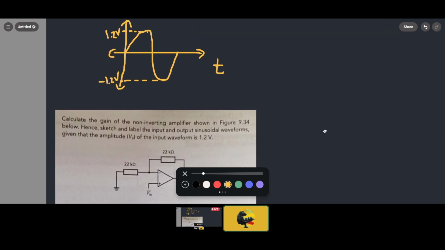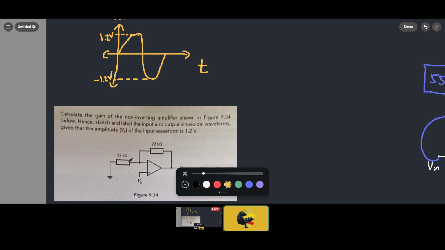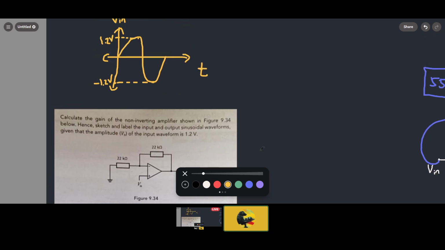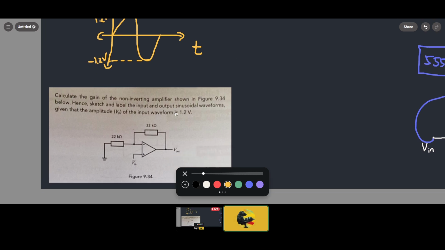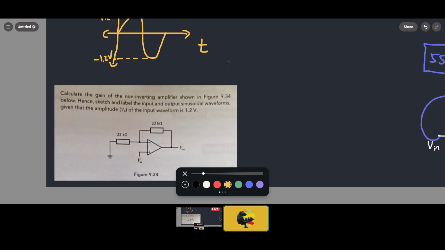Now, since you know what Vin is, you can pause the video now to try and find what the output is, and you have to sketch it. But I don't think you can, because I didn't really explain how to even apply it, so let's just go.